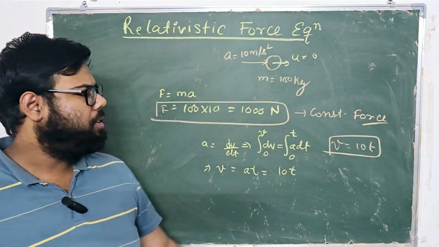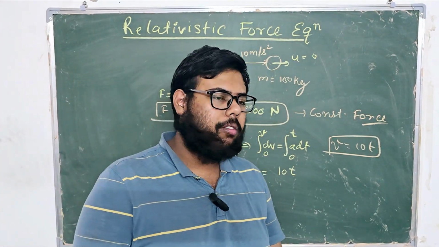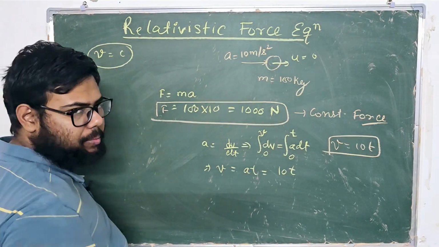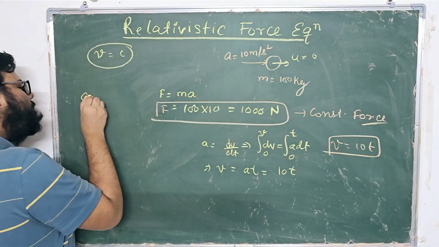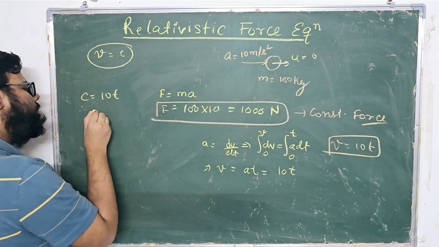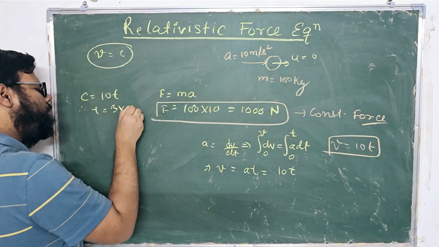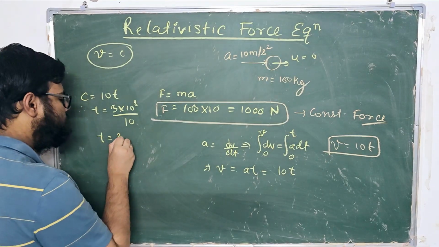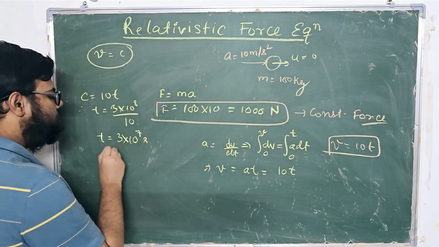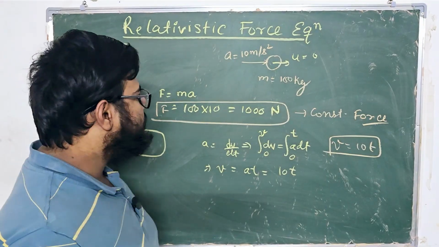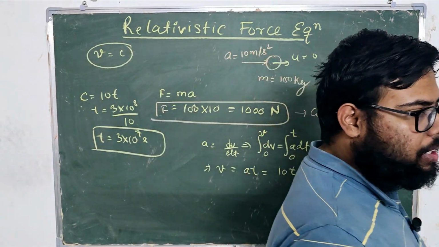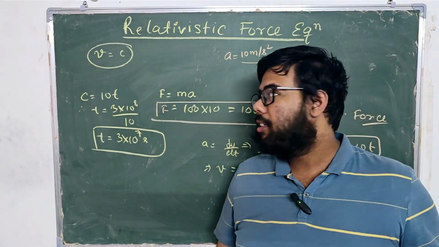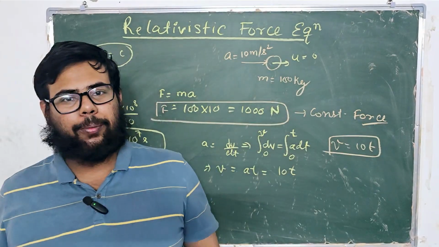But what's the problem? We have got a nice expression for velocity. The problem arises when you set velocity as the speed of light. Then c = 10t, so you will get t = 3 × 10^8 divided by 10. So it means that time is equal to 3 × 10^7 seconds. What it means is that if you apply 1000 Newton constant force for a time period of 3 × 10^7 seconds, the body will approach the speed of light.